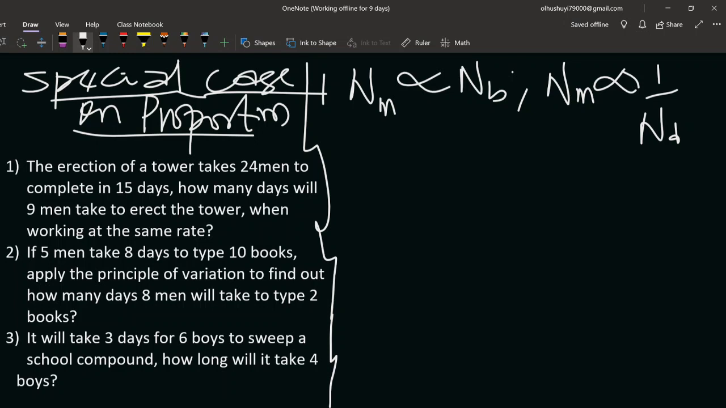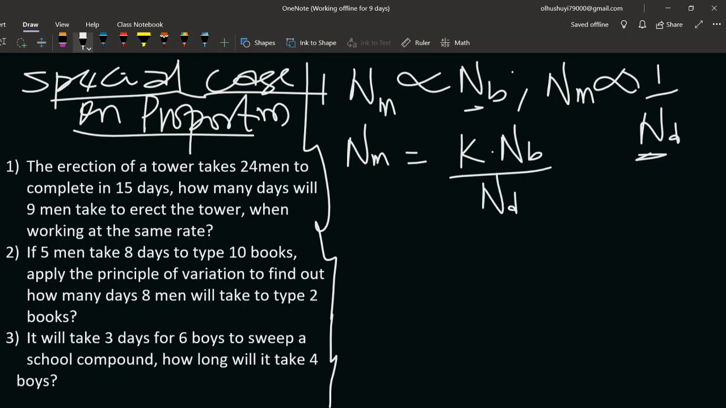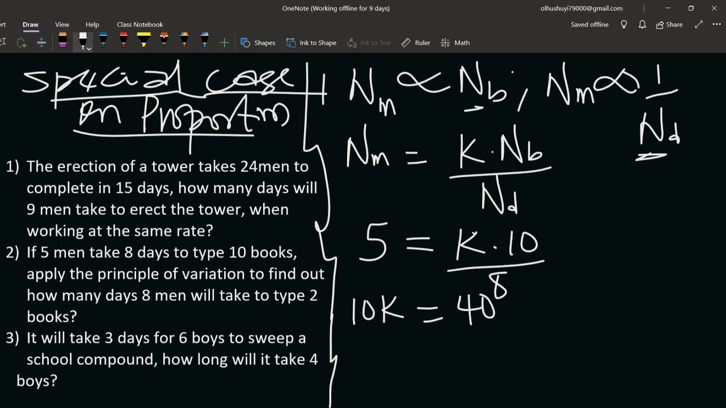But the more men we have, the more books they will type, so there's a direct relationship there. So I can write the number of men as directly proportional to the number of books and inversely proportional to the number of days: n subscript M equals K times n subscript B upon n subscript D. Putting in 5 men, 8 days and 10 books: 5 equals K times 10 upon 8. That implies 10K equals 8 times 5, which is 40. Then K equals 4. So our constant is 4.